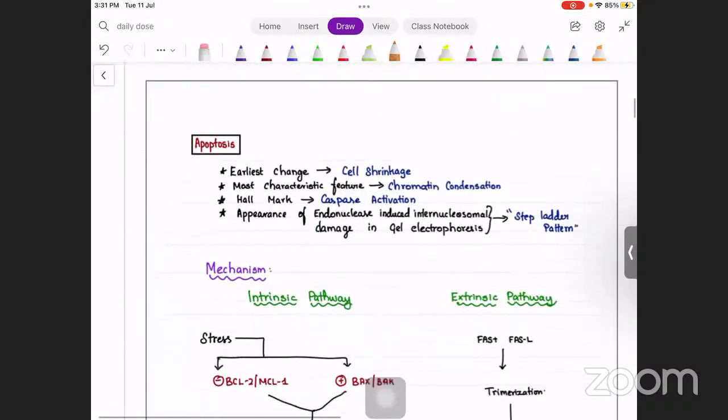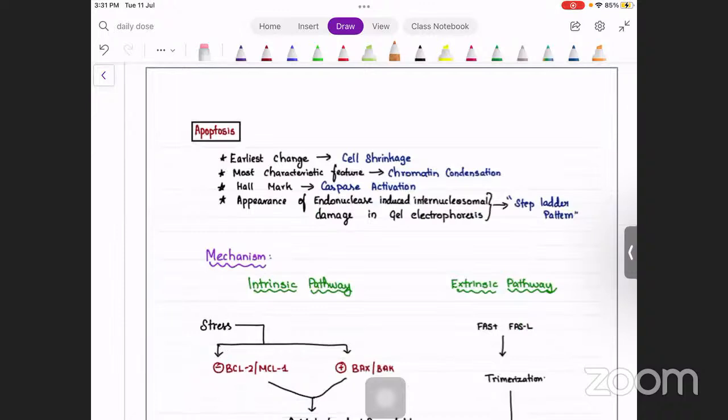Now, speaking about apoptosis, people. What is the earliest change you may see in apoptosis? That is your cell shrinkage. Very important MCQ. Cell shrinkage. And the most characteristic feature is chromatin condensation.